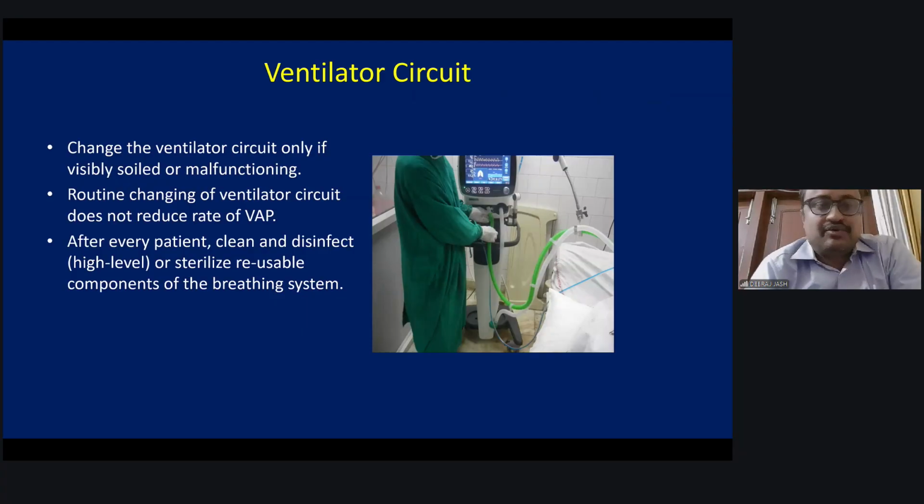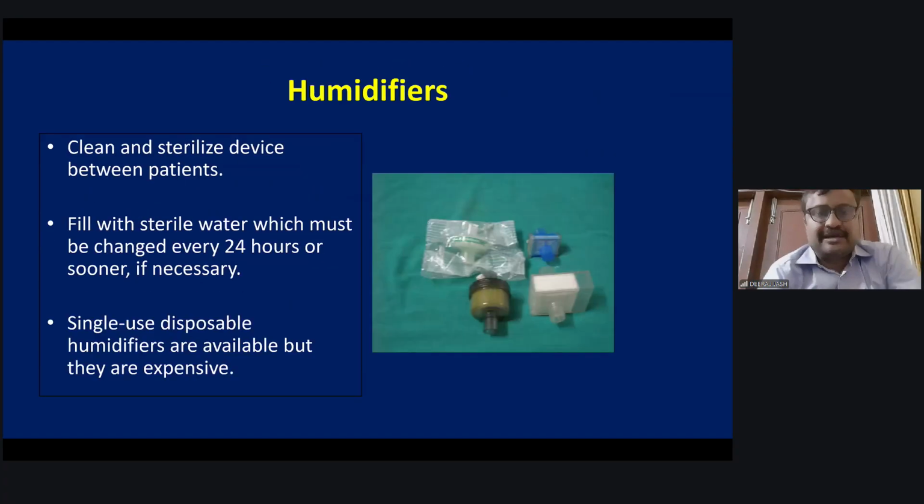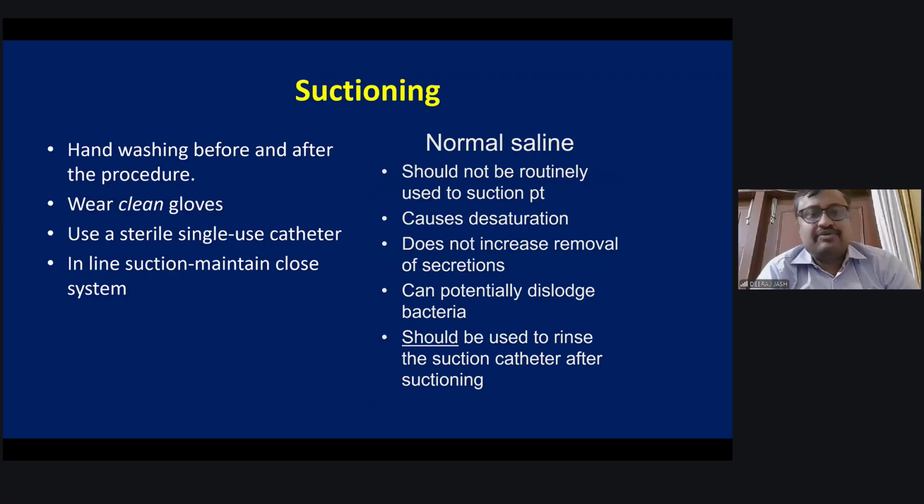Ventilator circuit, we should not change it regularly unless the circuit is soiled or malfunctioning. Routine change does not reduce the rate of ventilator associated pneumonia, and after every patient it is not mandatory. Humidifier is a very important source of infection. Single use disposable humidifiers are better, but they are more expensive, but we should at least clean and sterilize the humidifier between all patients. For suctioning, always hand wash before and after the procedure, use clean gloves, single use catheter, inline suction. Normal saline should not be used routinely.